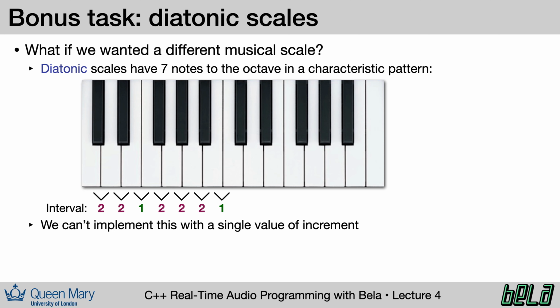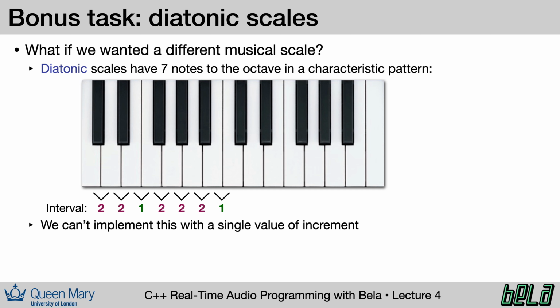One last thing for you to try, which we won't go over here together, is what to do if you wanted to have a different musical scale for your control besides a chromatic scale. Most commonly, we might want to control pitch within a diatonic scale. Diatonic scales include the standard major and minor scales, and they characteristically have 7 notes to the octave with a very particular pattern of intervals between them. The problem that we have here is that there's no single increment value we could put into our slider to ensure that we had a diatonic scale, because some notes are closer together than others.